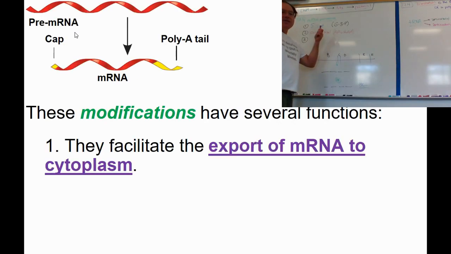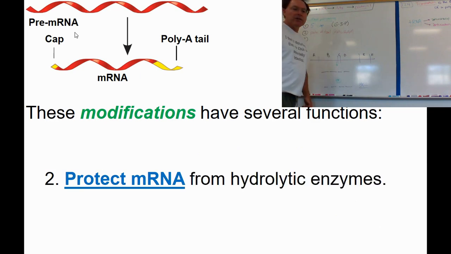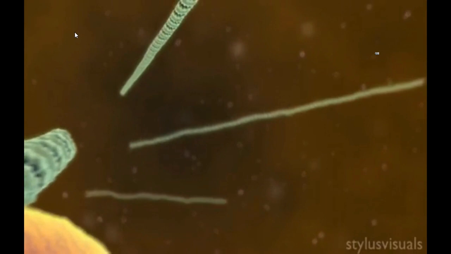These modifications have several functions. They facilitate the export of the mRNA to the cytoplasm. They protect the mRNA. In the case of this guy, let me show you what these hydrolytic enzymes look like.